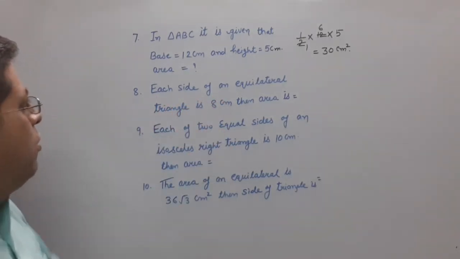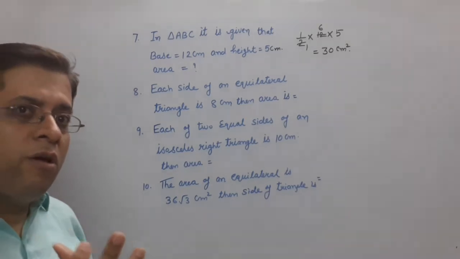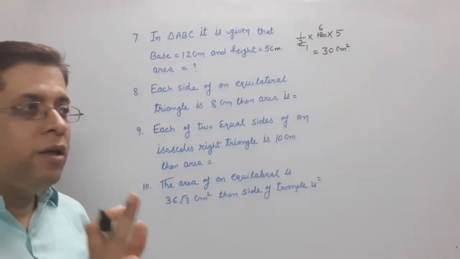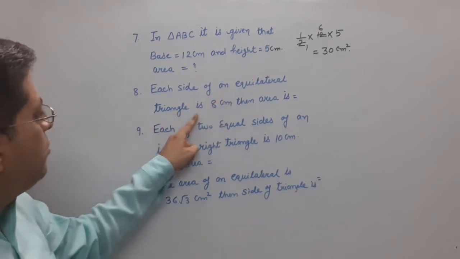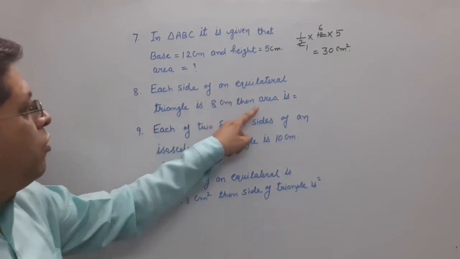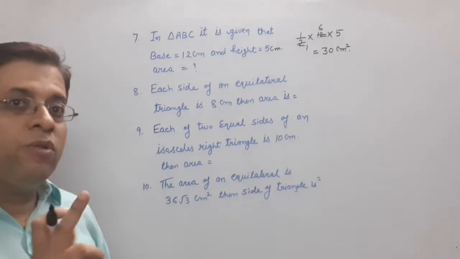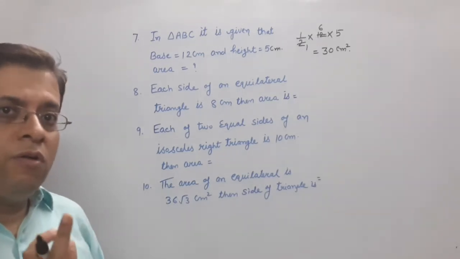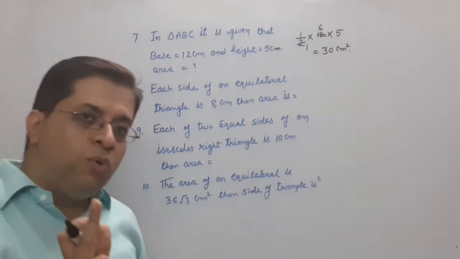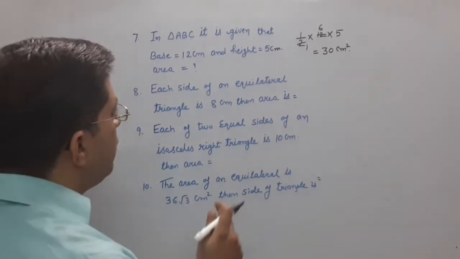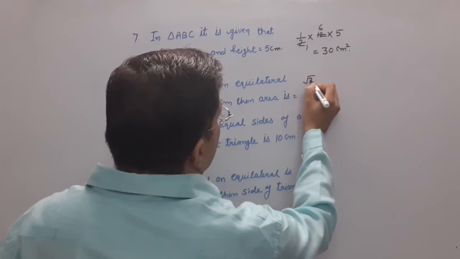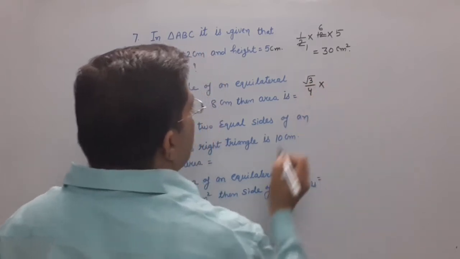Each side of an equilateral triangle. What do you mean by equilateral triangle? All sides are equal. Each side of an equilateral triangle is 8 centimeter. Then what will be its area? We know that what is area of equilateral triangle? That is root 3 upon 4 into side square.